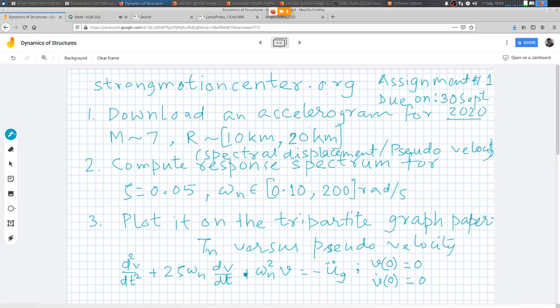And there is a utility in Octave, an intrinsic function, LSODE.